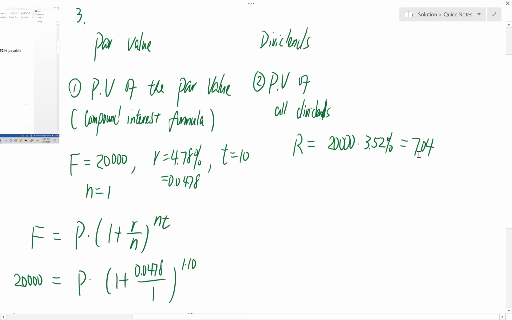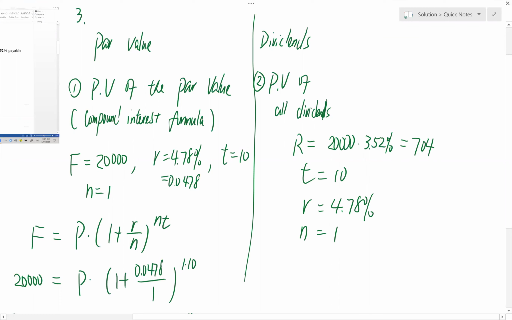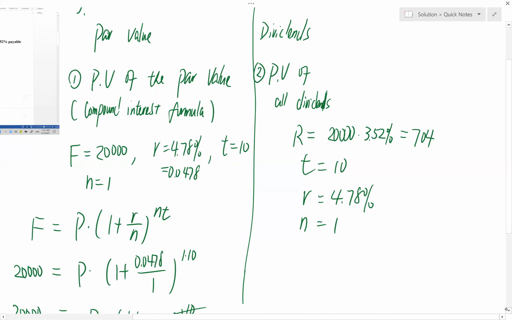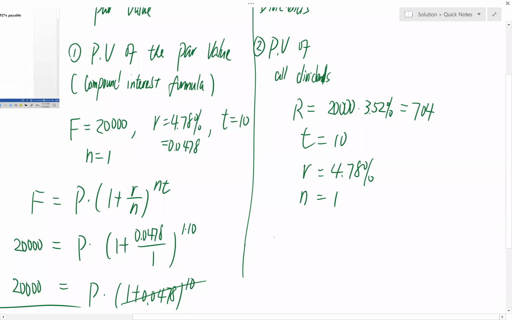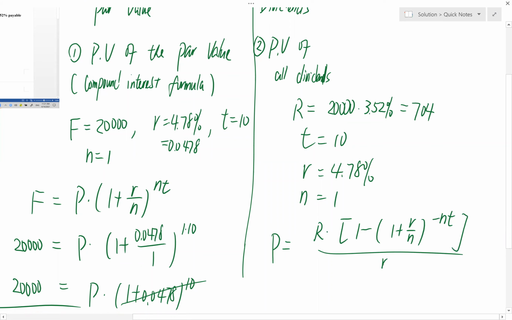And also, what else do we know? We know the time t equals 10 years, and the rate is 4.78%. The number of compounding periods is once per year. Now we're using the present value of the annuity, because dividends are like an annuity. You receive on an annual basis for 10 years. So the present value of the annuity equals the regular payment times 1 minus 1 plus r over n to the negative nt, divided by r over n.